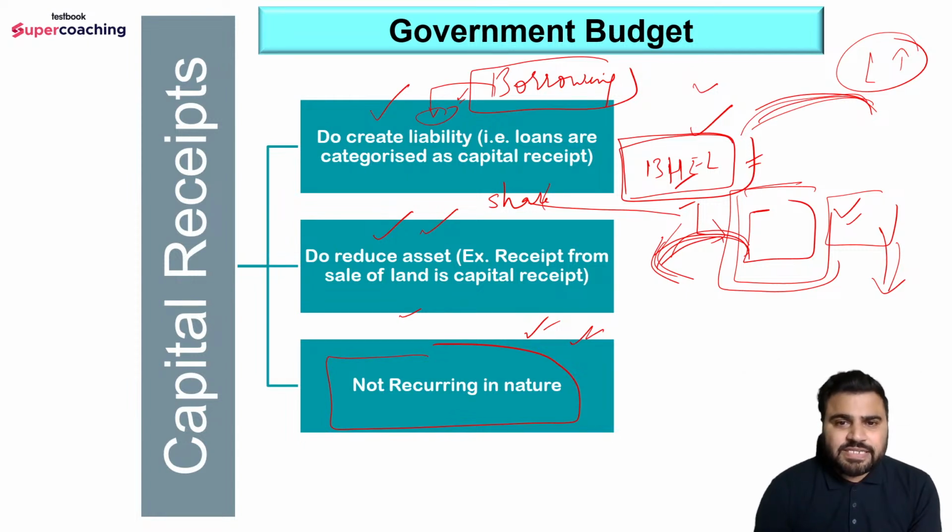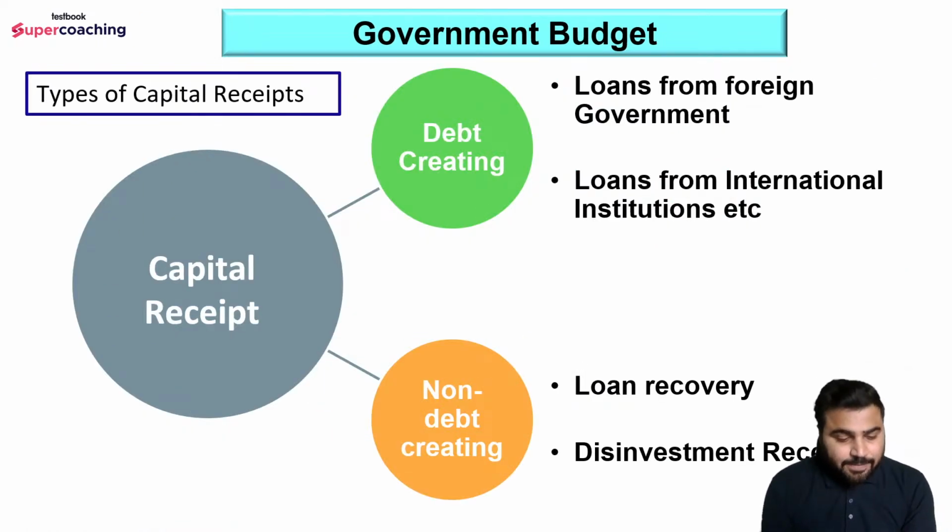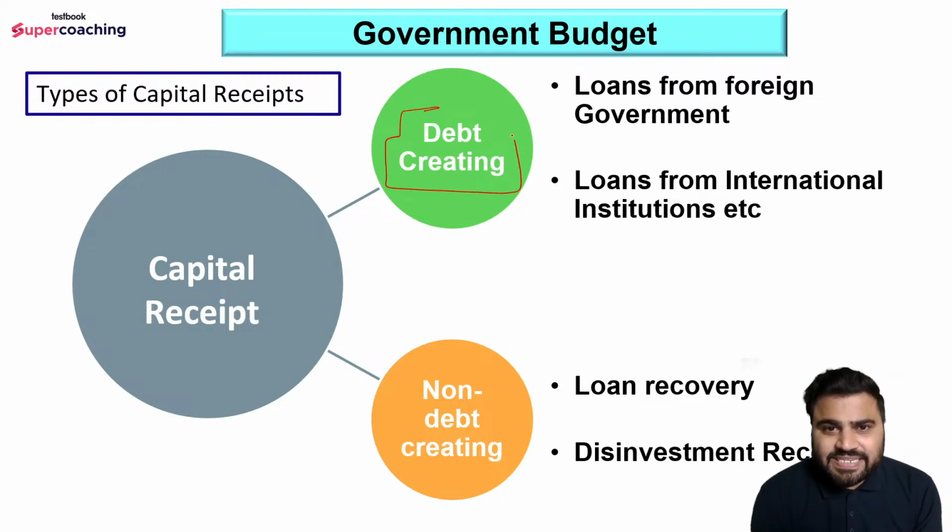यहाँ पे capital receipt के भी form होते हैं guys. So there are two types of capital receipt, that is debt creating capital receipt and the non-debt creating capital receipt. What is the basic meaning of debt creating and non-debt creating capital receipt? So look, इसका नाम क्या है? Debt creating capital receipt. ऐसी receipts which are creating debt for the government. ऐसी receipts which are creating liabilities for the government.